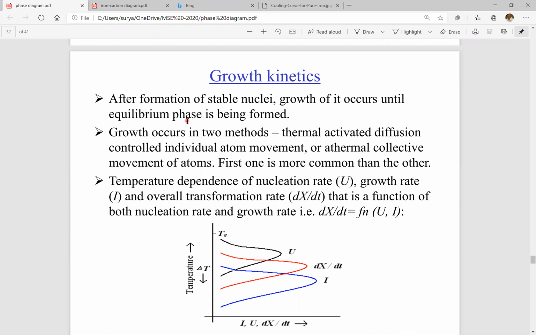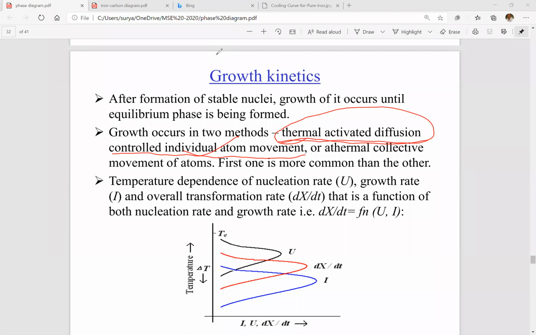So growth occurs in two methods. The first method is thermally activated diffusion, which controls individual atom movement. How will the growth occur? The growth will occur due to thermally activated diffusion, controlling individual atom movement. The first thing you have to remember is that thermally activated diffusion is only for individual atom movement.